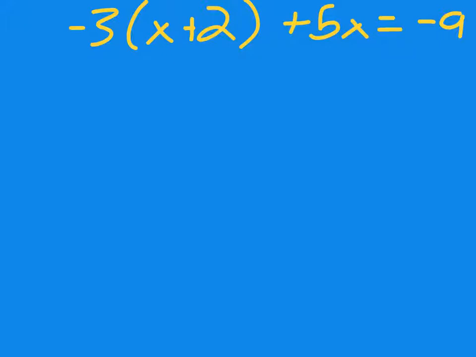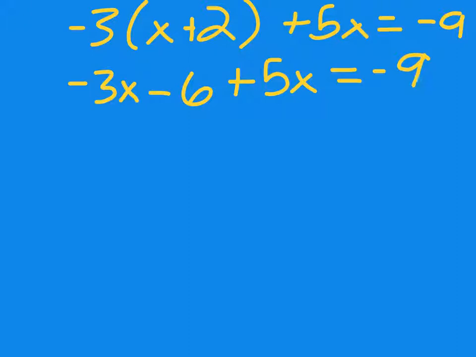Alright, let's see what you got. The first thing that I would have done is distribute. I would have taken that negative 3 and distributed it to the x. So negative 3 times x would give me a negative 3x. Distribute it to the 2. Negative 3 times the 2 is negative 6. And then bring down everything that you haven't used yet, your 5x and your negative 9.